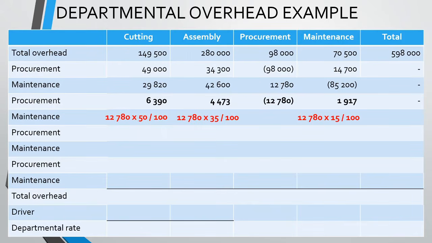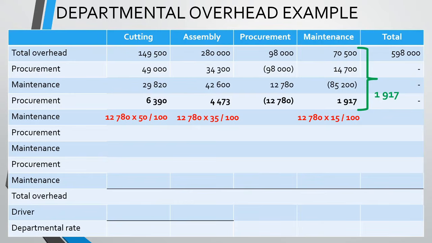Again, we are going to use raw material orders to allocate out the procurement department. We therefore use the same proportions we used earlier, of 50 out of 100 for cutting, 35 out of 100 for assembly, and 15 over 100 for maintenance. Again, our procurement department is empty, but our maintenance department now has a balance of 1,917 Rand.